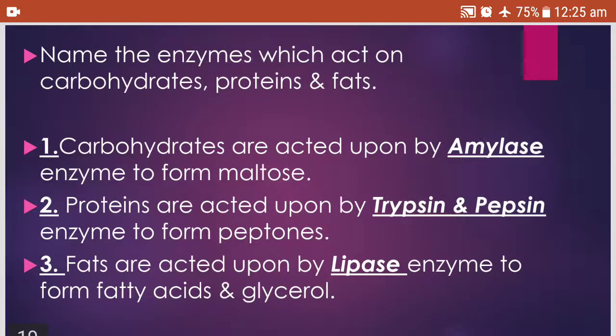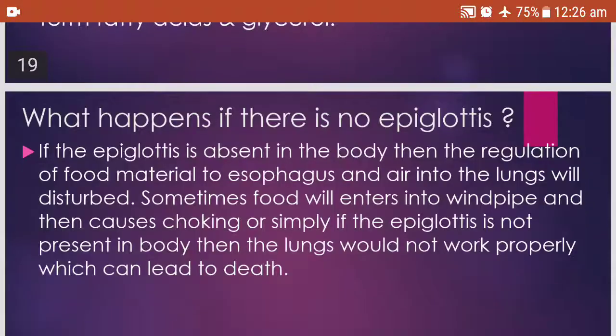Name the enzymes which act on carbohydrates, proteins and fats. Carbohydrates are acted upon by amylase, an enzyme, and the end product formed is maltose. Proteins are acted upon by trypsin and pepsin, and the end product is peptones. Fats are acted upon by lipase, and the fats are converted into fatty acids and glycerol.